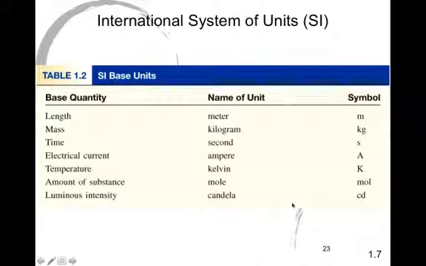So here are our SI units. Length is in meters, mass is kilograms, time is seconds, and temperature is Kelvin. Those are the units that we will be using. We'll use degrees Celsius a lot for temperature until we get to gases, and when we look at gases, we have to be in Kelvin.